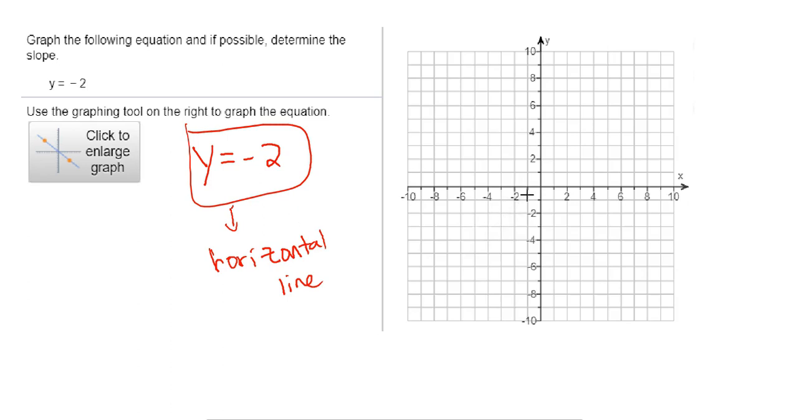And just like in the last example, many students will say, well, here's -2 on the y-axis. I'll just plot that point, and that'll be my graph. But that's not the graph we're looking for. We're looking for all of the points with a y-coordinate of -2, not just the one on the y-axis. So for example, this point is at (4, -2). It also has a y-coordinate of -2.